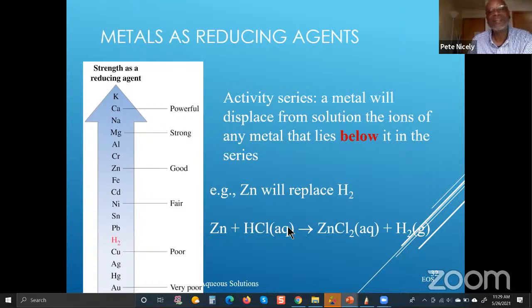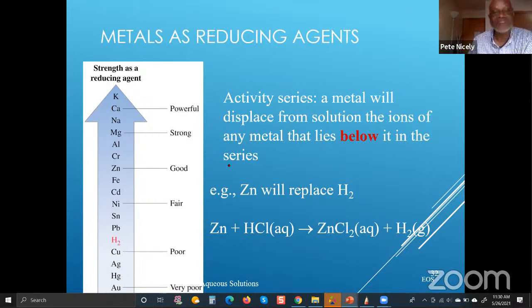So for example, zinc will replace the hydrogen here to form H2 in this reaction. And we can predict that because of the relative position of zinc, which is here, to hydrogen, which is right here. Based on these relative positions, zinc is higher than hydrogen. We know that zinc will displace hydrogen from hydrochloric acid to form zinc chloride and hydrogen gas.